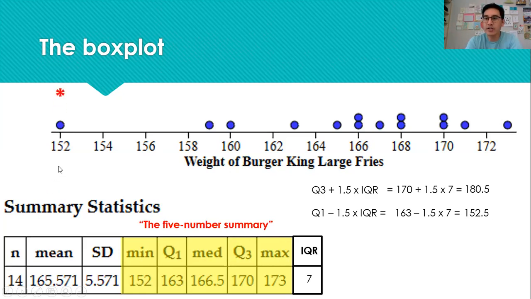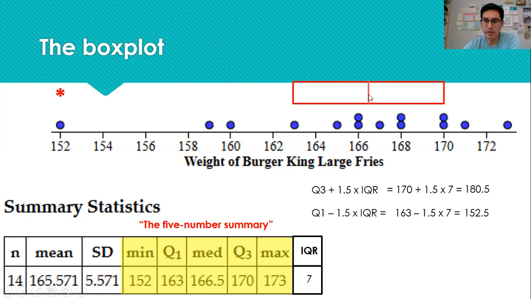All right, so we're going to use an asterisk, just a special symbol, to denote that that point there is an outlier. So how can we summarize the rest of the points here? I don't want to focus on individual data, but I want to see the groups. What's a low weight, what's a high weight, what's a typical weight? So we're going to take anything between Q1 and Q3 as typical, and we're going to represent that with a box. Any large fry weighing between 163 and 170 would be considered typical.